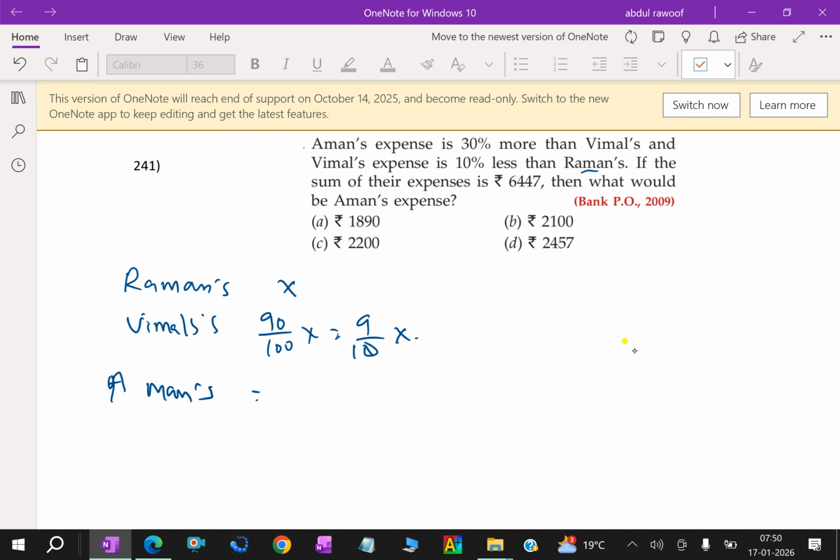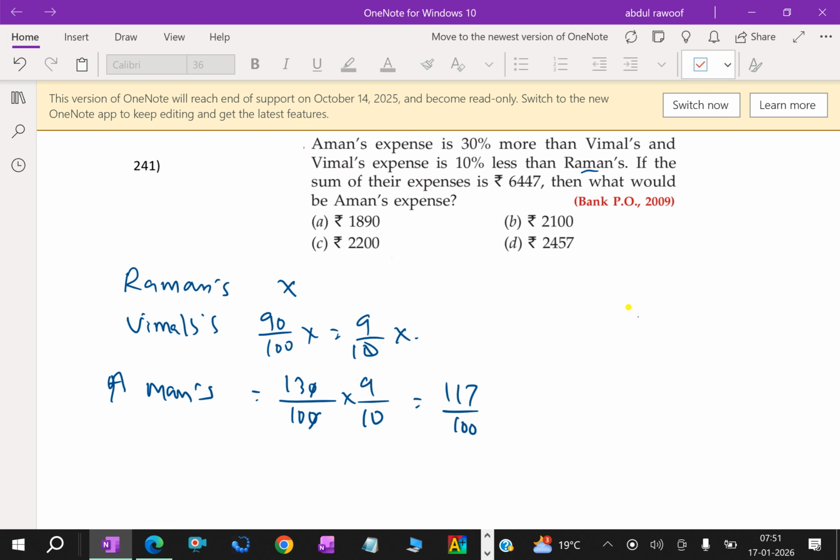Then A man's expense. A man's expense is 30% more than Vimal's expense. 30% more, that is 130 by 100 into Vimal's expense, 9 by 10 x, which is equal to 13 into 9 divided by 100, 117 by 100 x rupees. This is A man's expense.